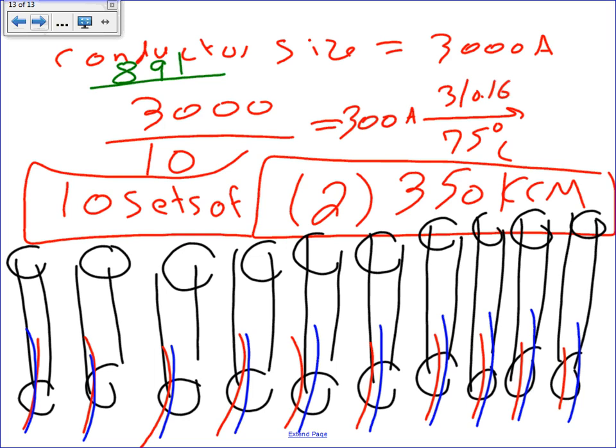Now, here's my question for you. Do I have an option other than paralleling 10 sets right now for the neutral? No option. Why? Because I made a decision to parallel the phases as 10 sets. Because the code says that the conductors of the same circuit must run in the same conduit, cable, or cable tray. So you have to parallel 10 sets now. I have no choice. I am forced to parallel 10, because I already paralleled the hot sets 10.